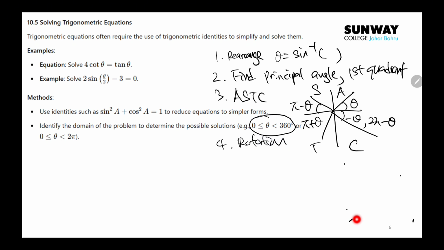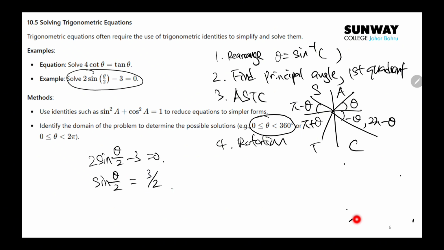In the second question that we have over here, we can again practice this particular idea. So 2 sine theta over 2 minus 3 equals 0. Sine theta over 2 equals 3 over 2. This is an example where there are no solutions. Now, how do you know there are no solutions? 3 divided by 2 is 1.5. On the left hand side, you have sine equals 1.5.